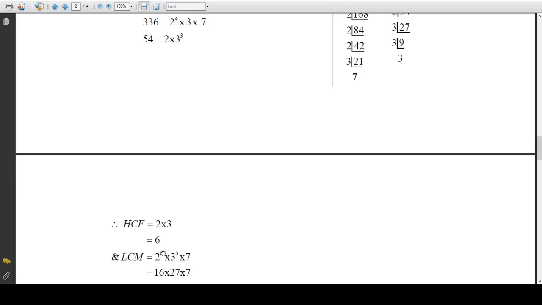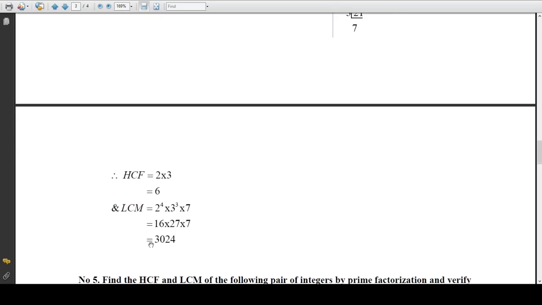4 times you multiply, it will be 16. 3 power 3 is 3 multiply 3, 9. 9 multiply 3, 27. Now if you multiply all these three numbers, you will get 3024 to be the LCM of the given numbers.